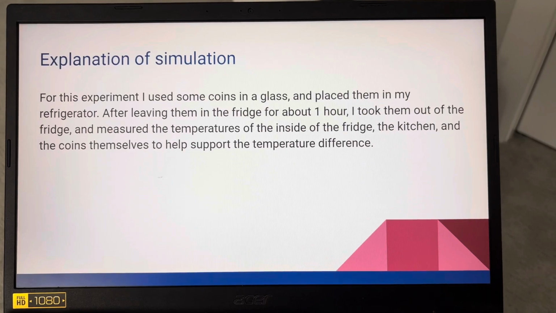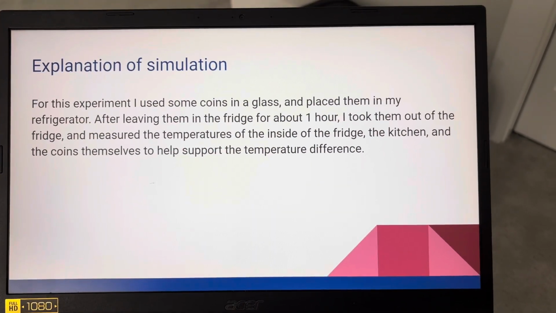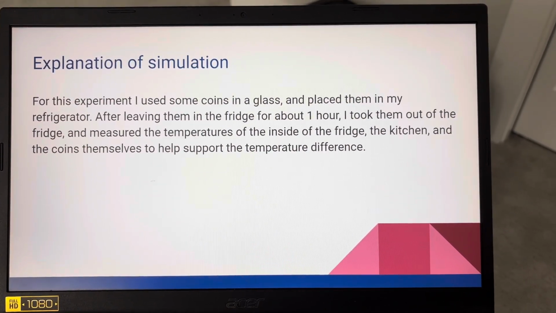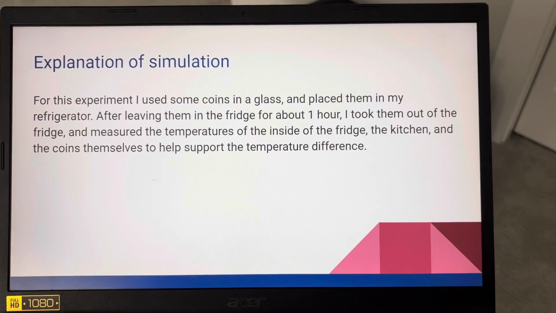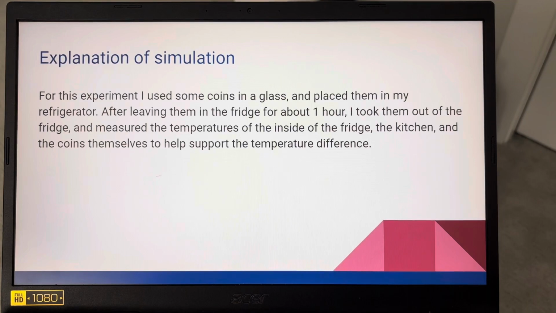The inside of the fridge was 0 degrees Celsius, the kitchen was 24 degrees Celsius, and the temperature of the coins was around the same. It got low enough to support the temperature difference here.